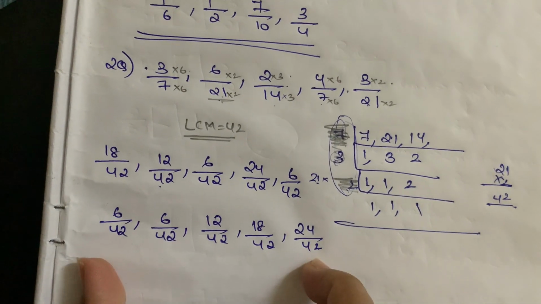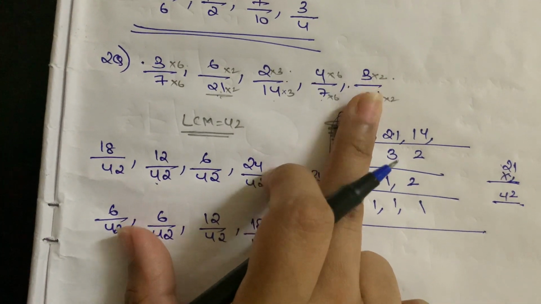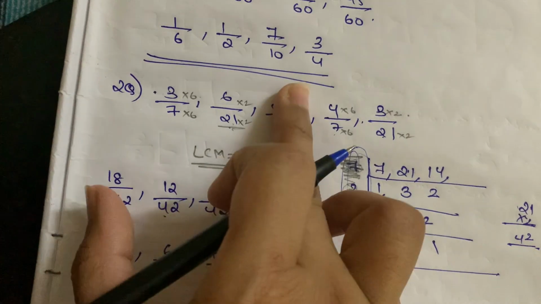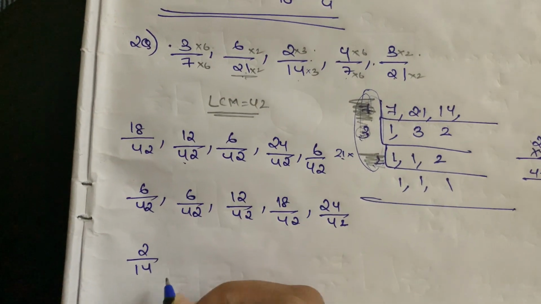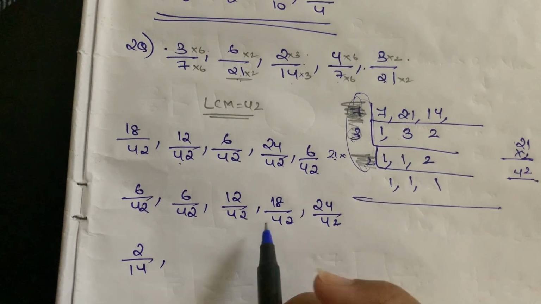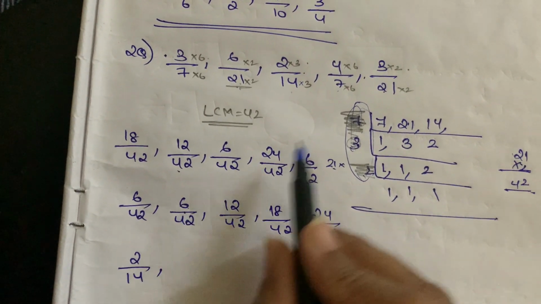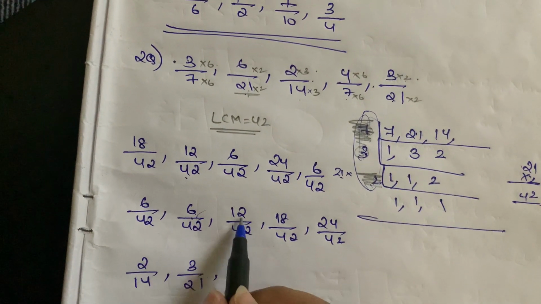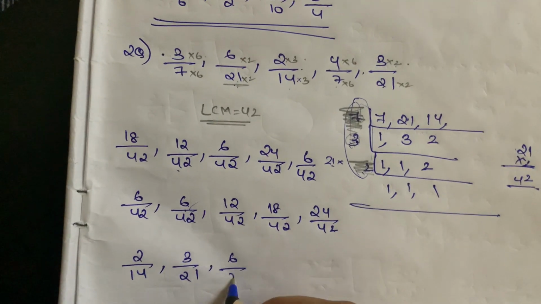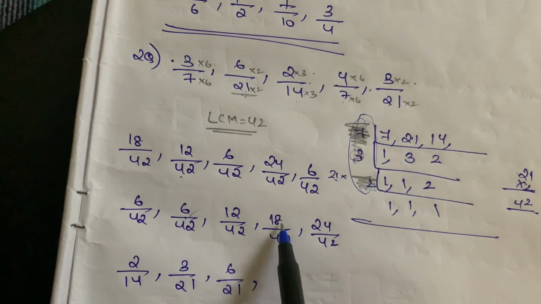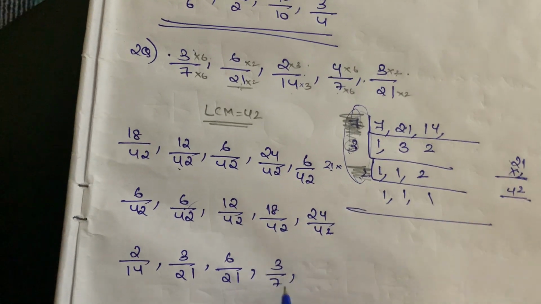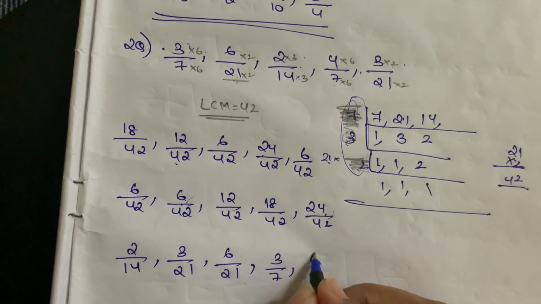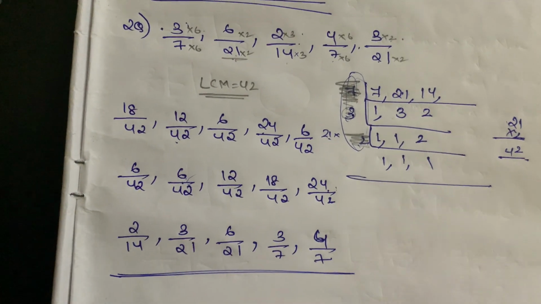But this is not what he asked me to arrange. He asked these to be arranged in the order. So 6 upon 42, where does it go? It goes here. So the first one is 2 upon 14. Then the other 6 upon 42 is this 3 upon 21. Then 12 is this 6 upon 21, comma 18 is 3 upon 7, comma this one 24, the last term, is nothing but 4 upon 7. This is how I am going to arrange them.